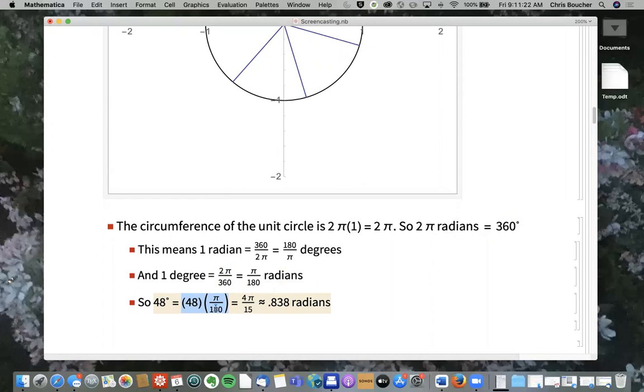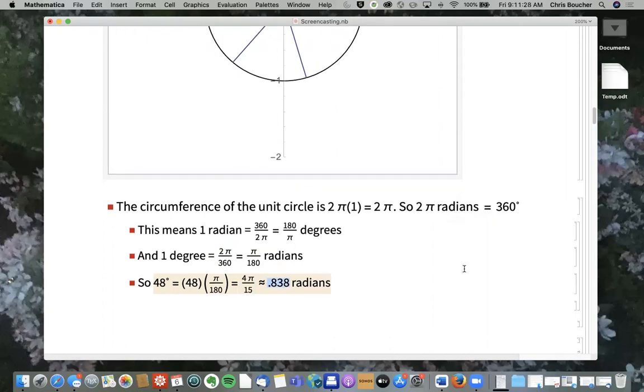You can do a little reducing of the fraction here, and if you do this on your calculator, it comes out to be about 0.84 radians. And we can go in the other direction just as easily, right?